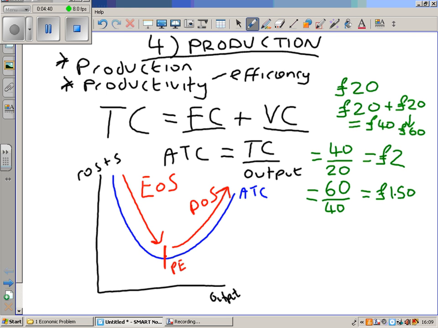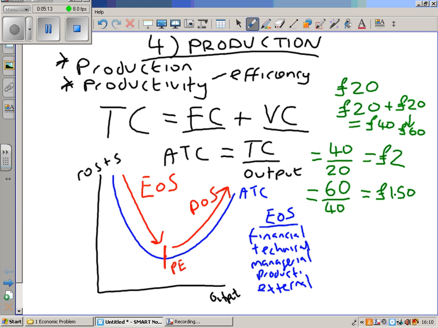Now to make this easy to understand, I want to apply these 3 different concepts to a particular business. Let's imagine we're applying this to a supermarket. Now economies of scale that you need to know for your exam are financial, technical, managerial, external, and production.